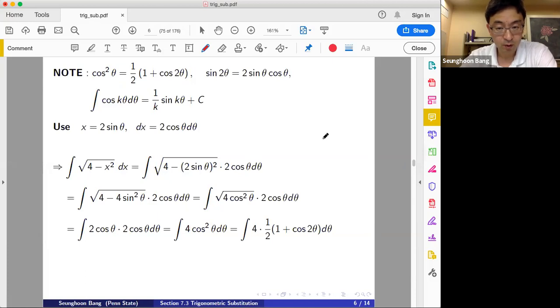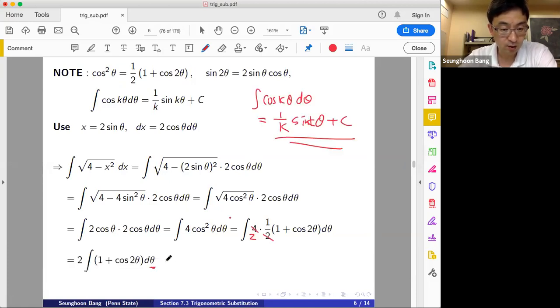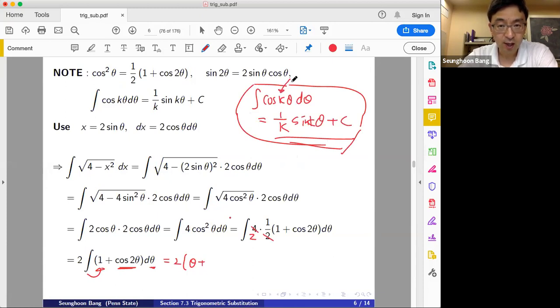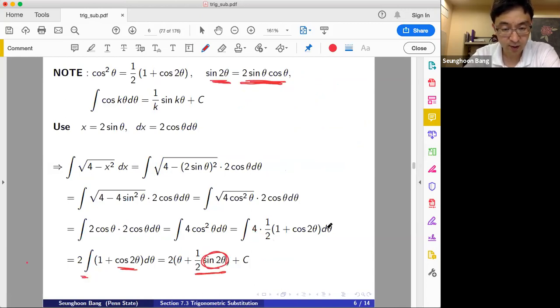Okay, so your question is how to find this. The integral of cosine 2 theta, you can use this rule. What's k here? The k is only 2. So we have 1 over 2 sine 2 theta plus c. It's like an indefinite integral.